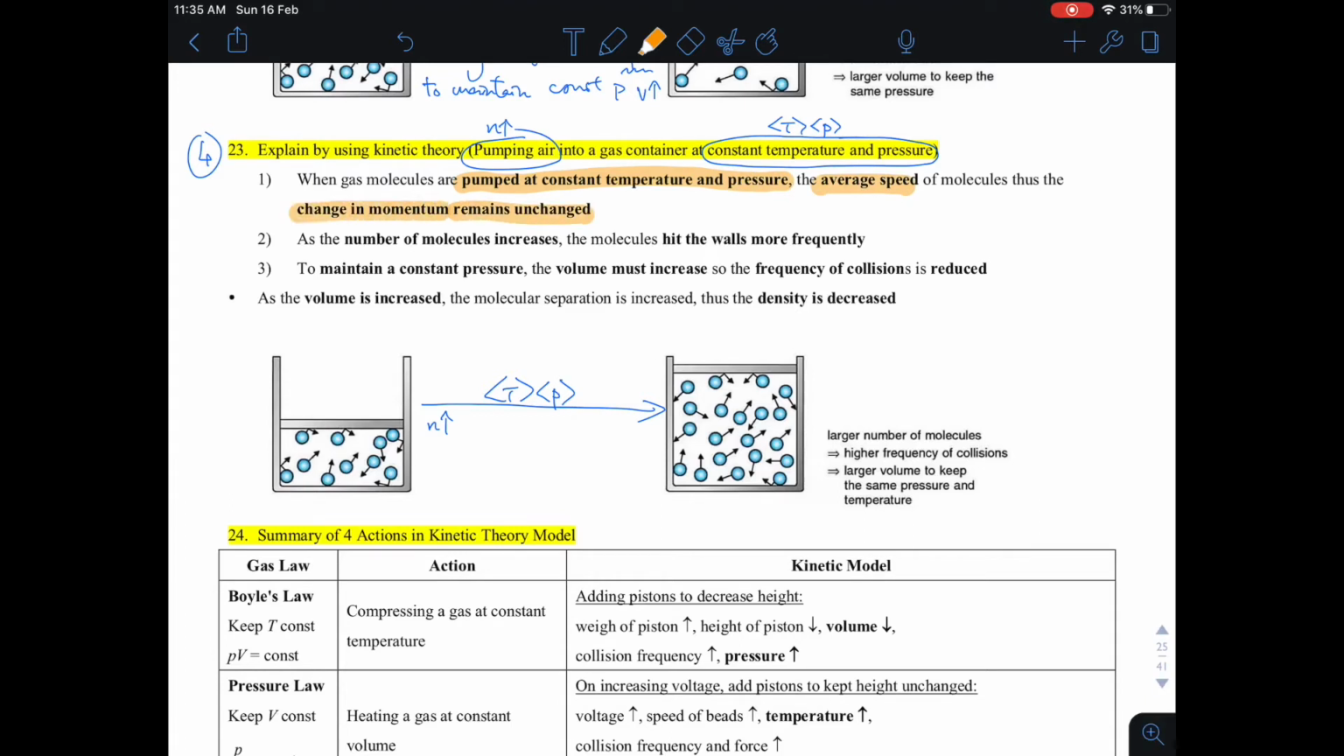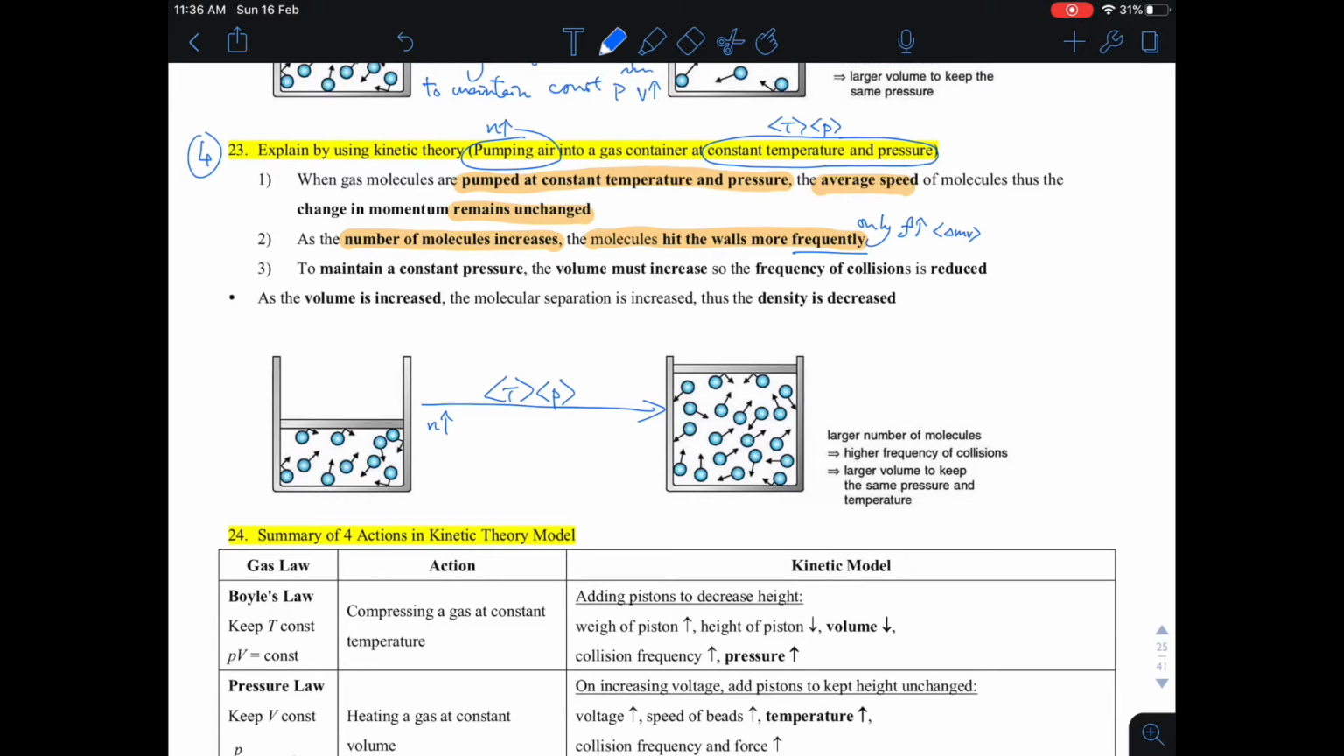Also, the change in momentum is unchanged, but this one can be a little bit outside our answer. We just mentioned average speed unchanged. And then we mentioned number of molecules increases. What is the effect? The molecules will hit the wall more frequently. This time you can see only the frequency increases, but the change in momentum is kept constant because the molecules are not faster and the mass is not changing, still that particular molecule.